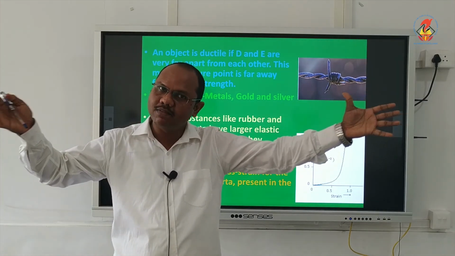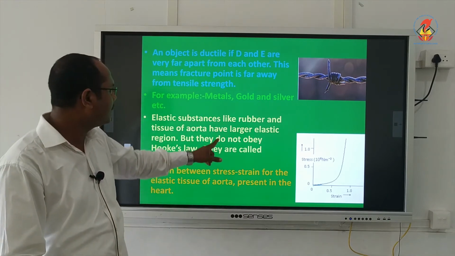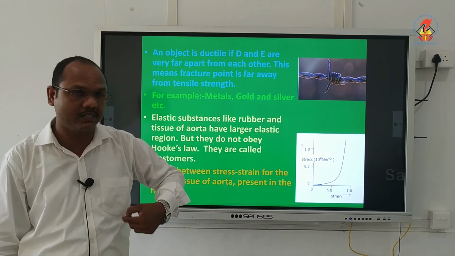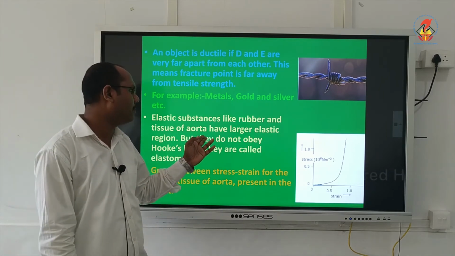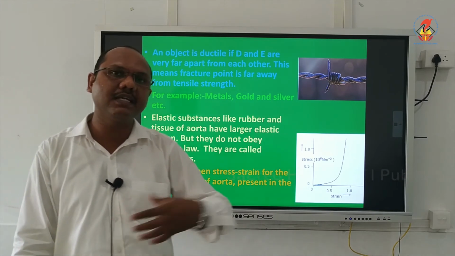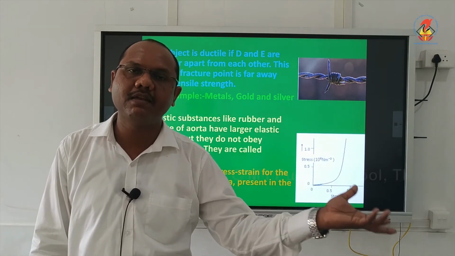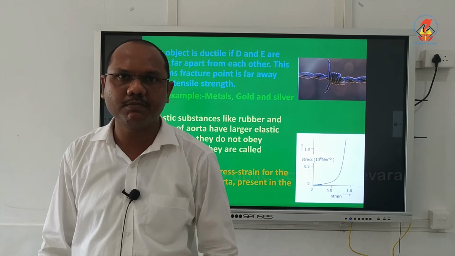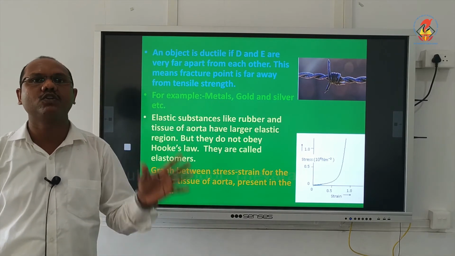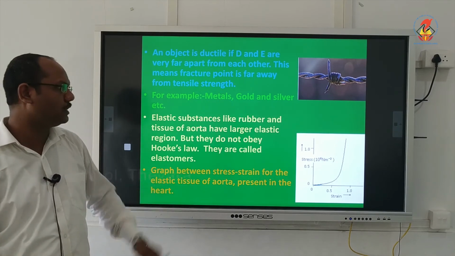When I release, they will come back. A good example is rubber. I have given two examples, rubber and elastic tissue of aorta. Aorta means the vessel in the heart. The tissue of aorta has a larger elastic region. That means it can be elastically stretched to large values of strain, and when the stress is removed, it will come back to the original position. But it will never obey Hooke's law. Such kinds of materials are called elastomers.